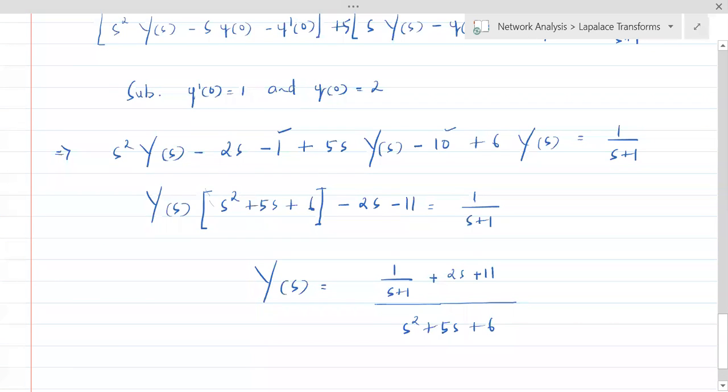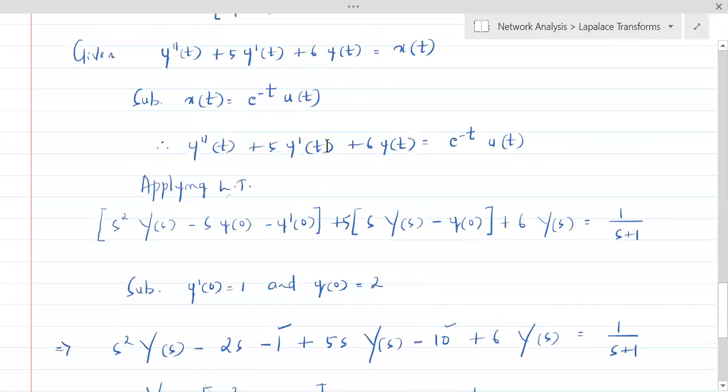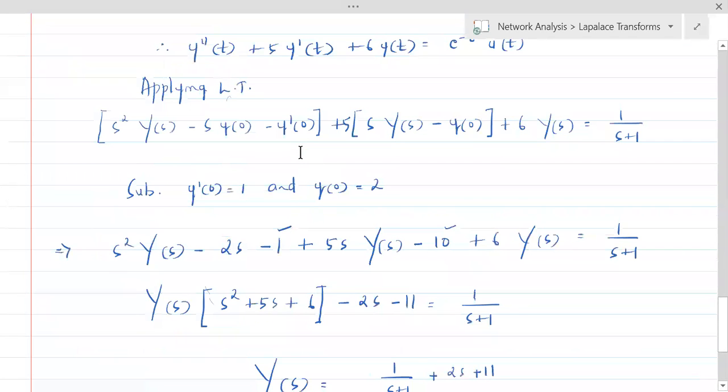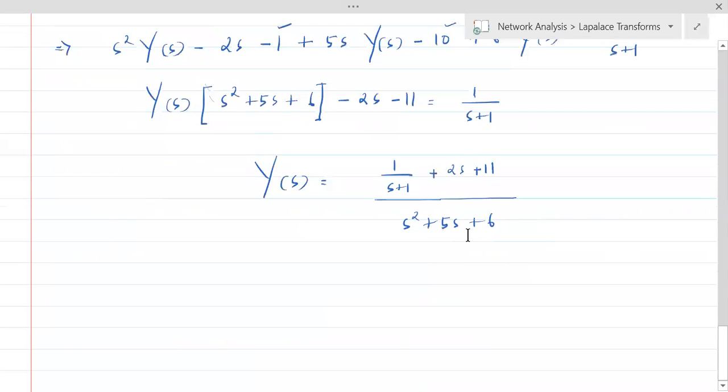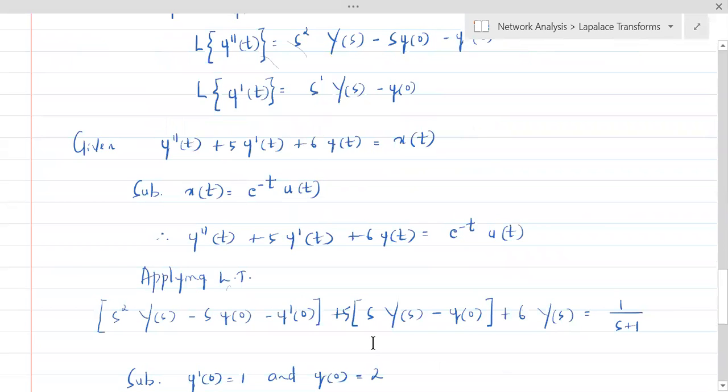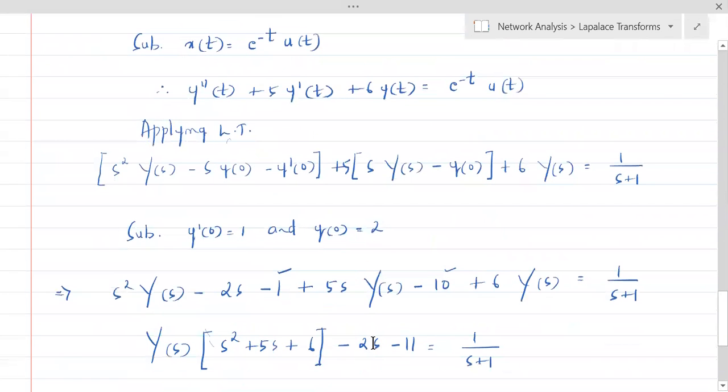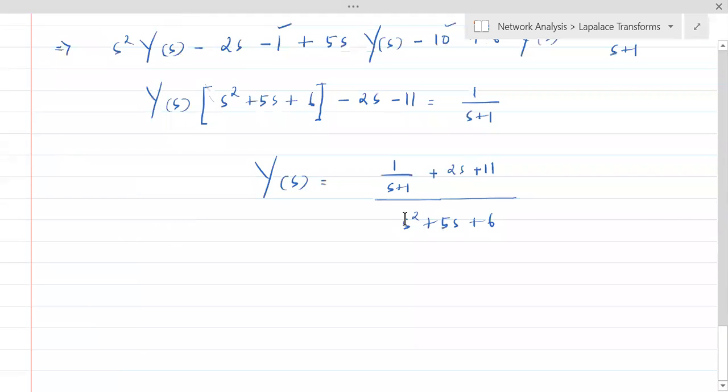Why did we obtain y of s? Because we are asked to solve this problem, or this differential equation. So that means we have to obtain y of t. Okay, so we have y of s, bring it to the proper form and apply inverse Laplace transform. You'll have y of t. That is what is going to be the solution to the second order differential equation. Is that understood? So bring it to the proper form, everybody.